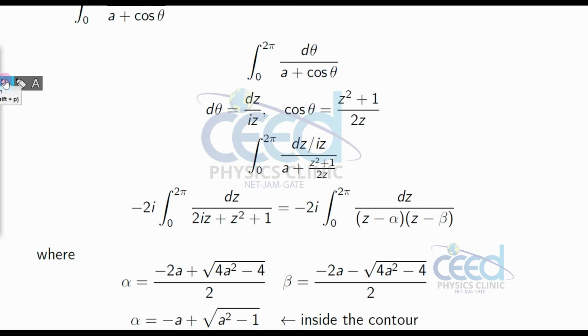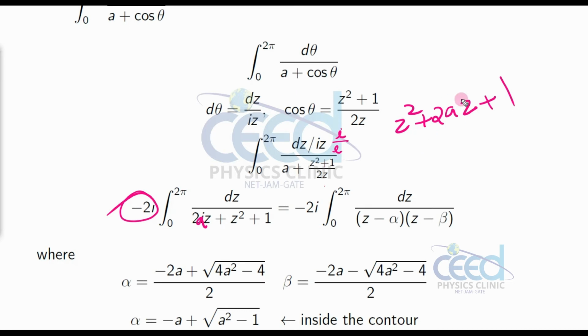So we have some problem here. So I can write this as 2az, right? Cross multiply: 2az plus z square plus 1, and this 2z will go up, that is 2 is there, and here we have new denominator, we have 1 by i. So I am multiplying numerator and denominator with i. So i square is minus 1, so I can take minus 2i out. Okay. Now this z square plus 2az plus 1.